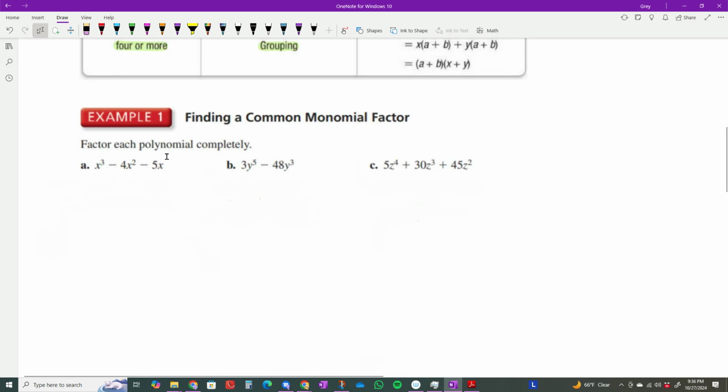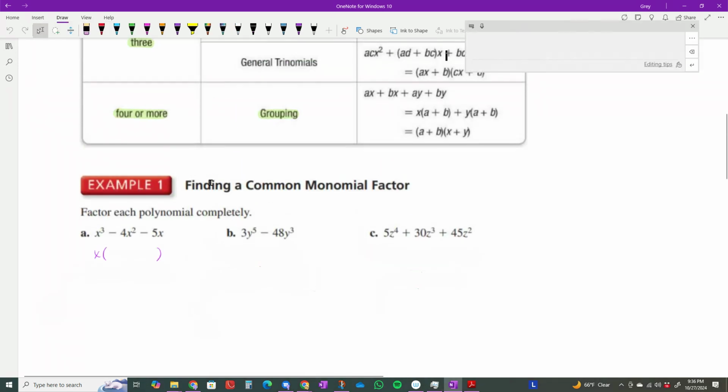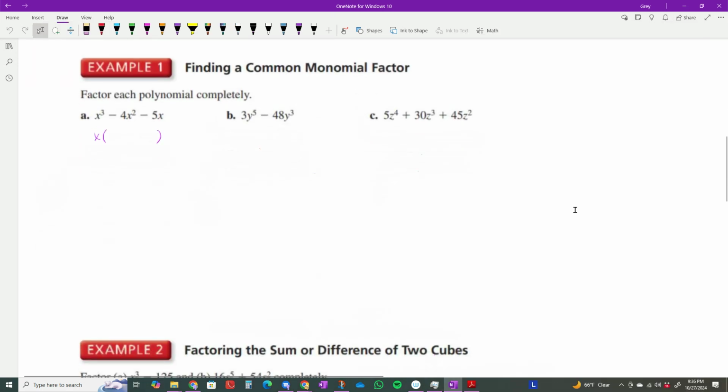You're looking at the numbers and you're looking at the variables. There's no common number, no common factor that's numeric, but there is a common variable of x. So I'm going to take x out of everything. And one of the things to remember, y'all, is if I have 3 terms to start with and I take out a common factor, I have to have 3 terms inside.